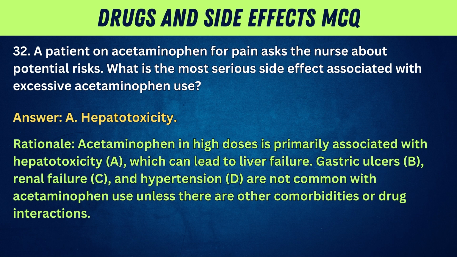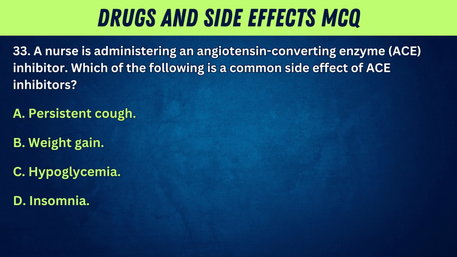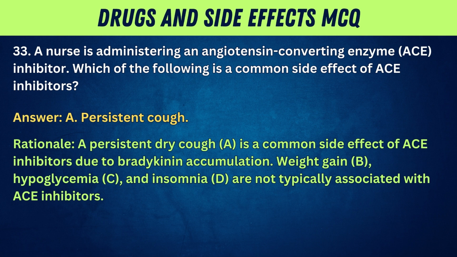or drug interactions. 33. A nurse is administering an angiotensin-converting enzyme, ACE, inhibitor. Which of the following is a common side effect of ACE inhibitors? A. Persistent cough. B. Weight gain. C. Hypoglycemia. D. Insomnia. Answer: A. Persistent cough. Rationale: a persistent dry cough, A, is a common side effect of ACE inhibitors due to bradykinin accumulation. Weight gain, B, hypoglycemia, C, and insomnia, D, are not typically associated with ACE inhibitors.